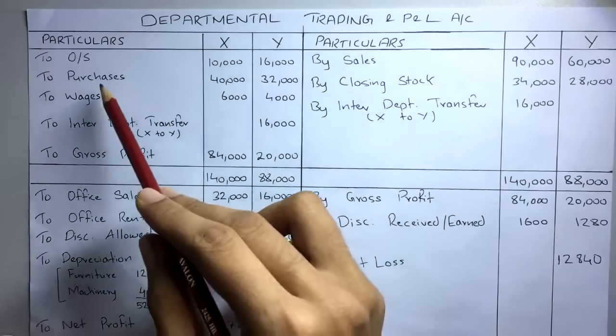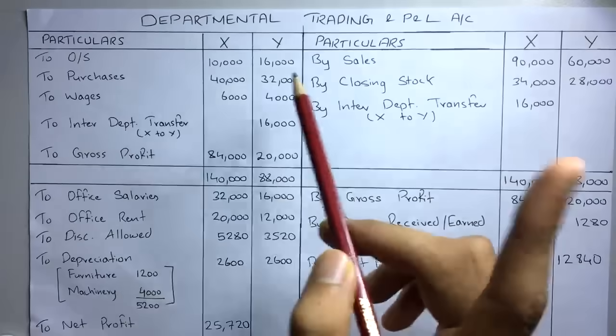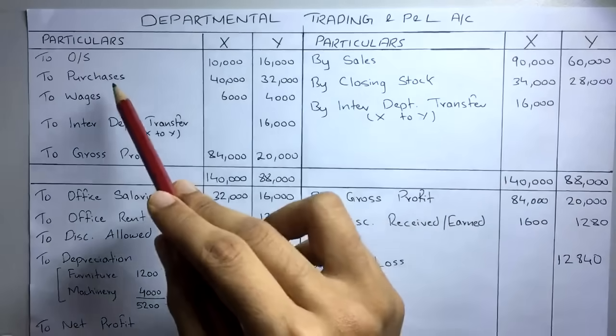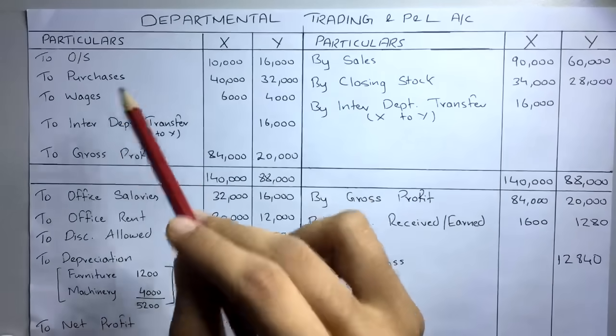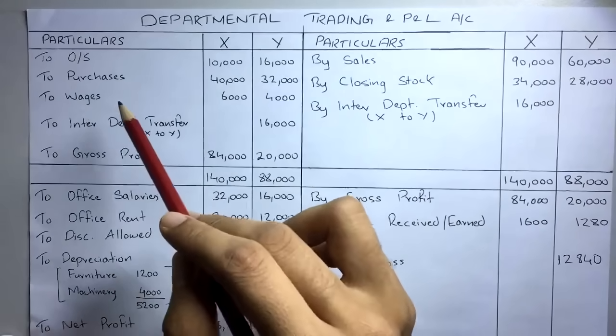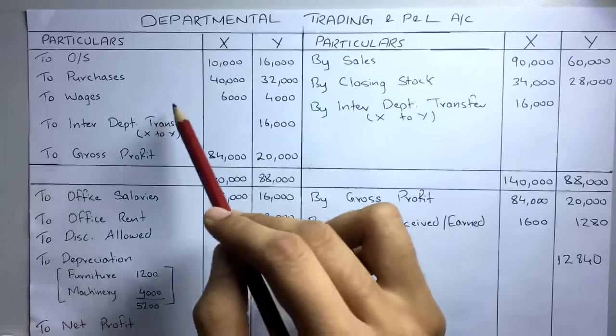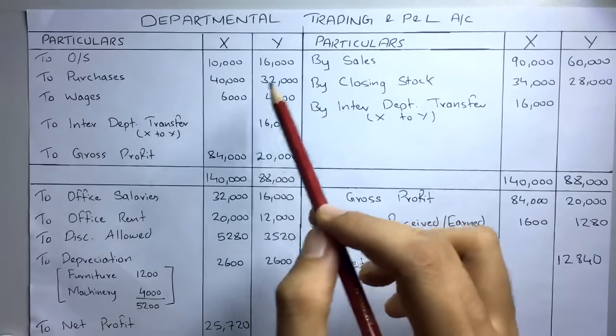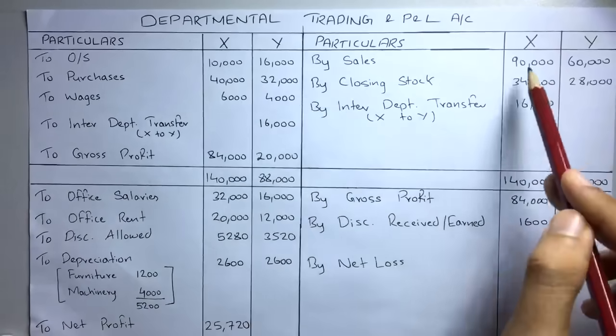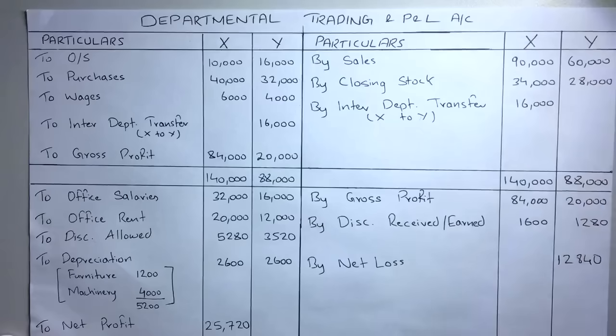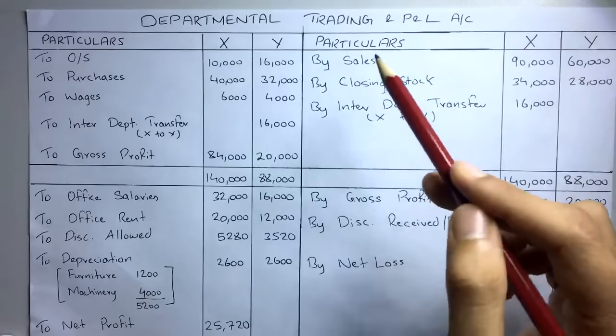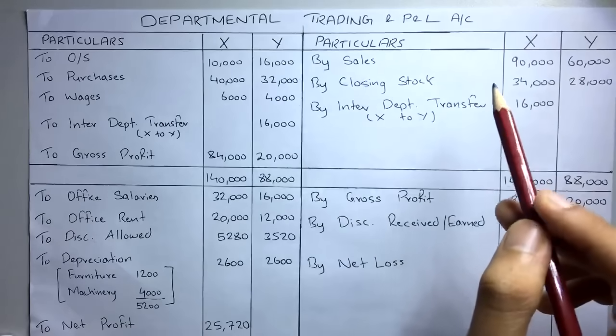Okay, then we took purchases. See, purchases were also given separately, 40,000 and 32,000. Now the purchases are always debited in the trading account. Same with the wages. Wages are direct expenses, so wages are always debited in the trading account. And then we took sales. By sales, 90,000, 60,000. Sales were also given in the question. We took the sales. Sales are revenue, so it is credited in the trading account.